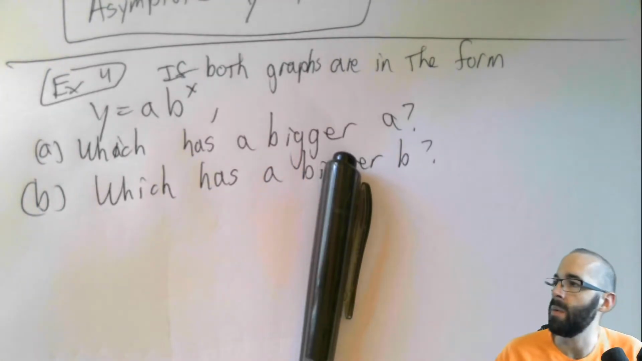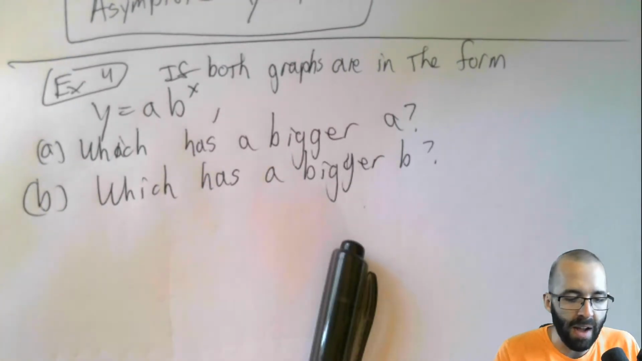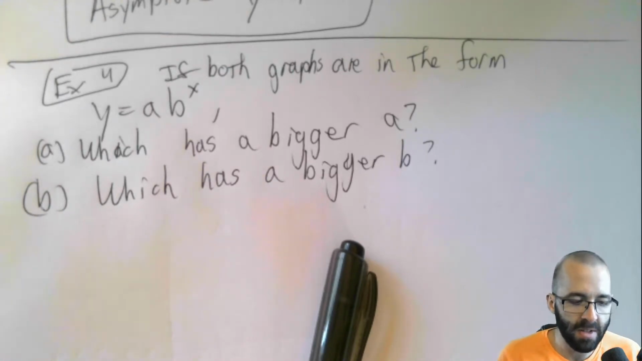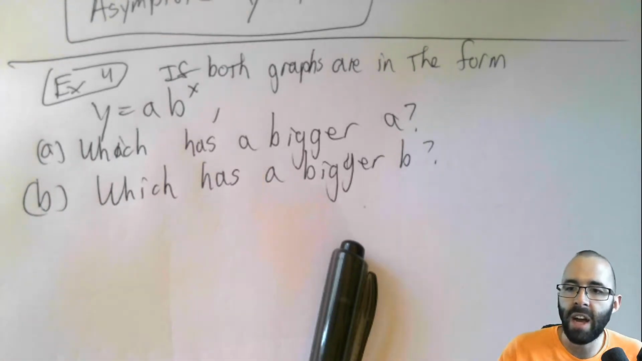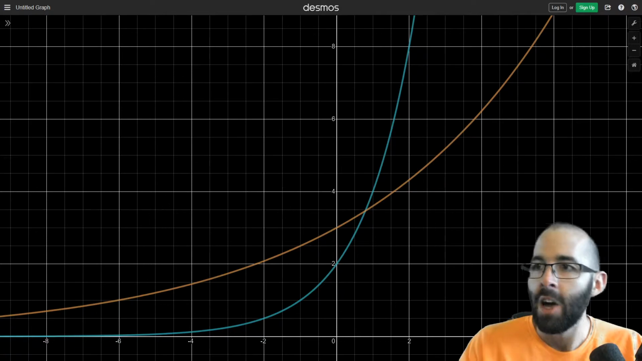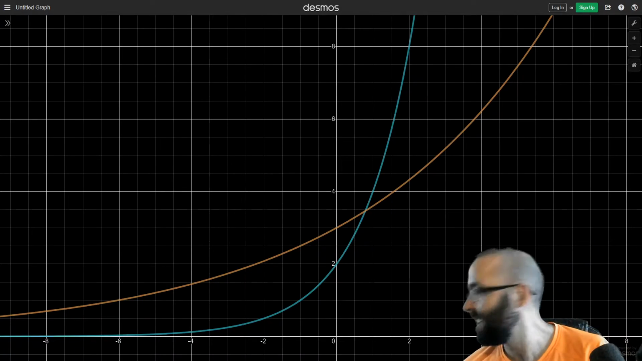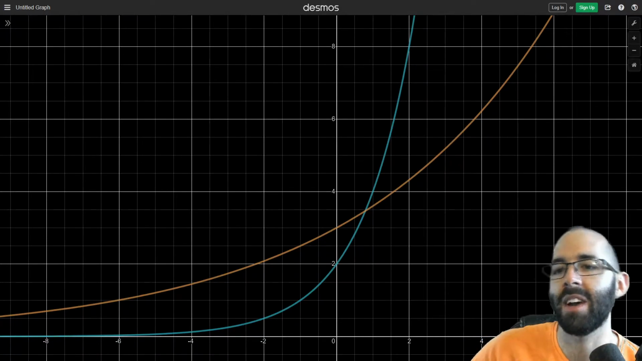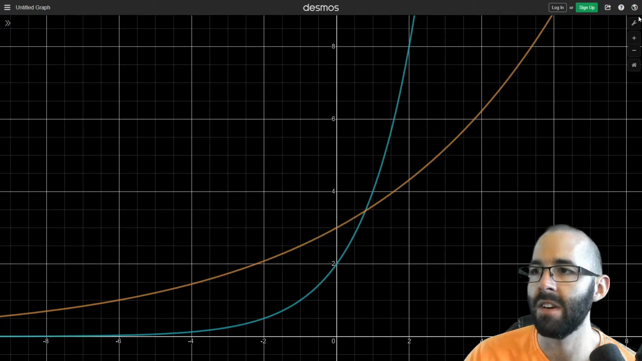Okay, so I have a question for you. If two graphs are in the standard form, which one has a bigger A and which one has a bigger B? Now, of course, you might say, Jason, that's impossible to answer. You haven't given me a graph. Well, lo and behold, here's the graph right here. We got the blue graph, we got the orange graph.